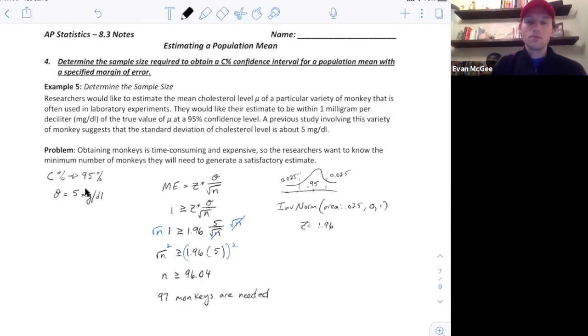The key to this problem is you have to realize that you're using a z critical value for this margin of error because you don't have a sample size, so you can't find a t critical value. This is the best estimate that you can use.